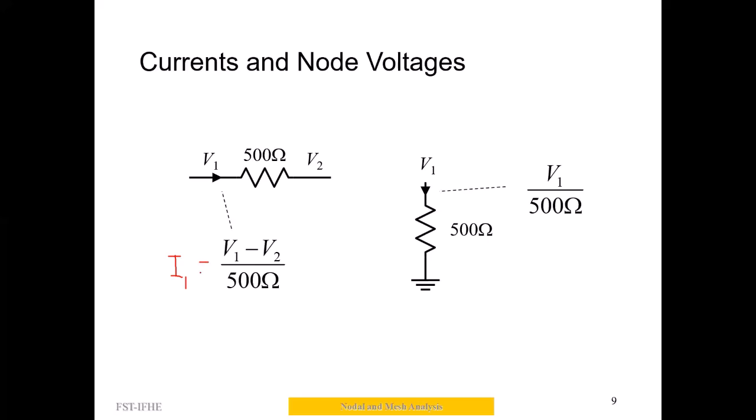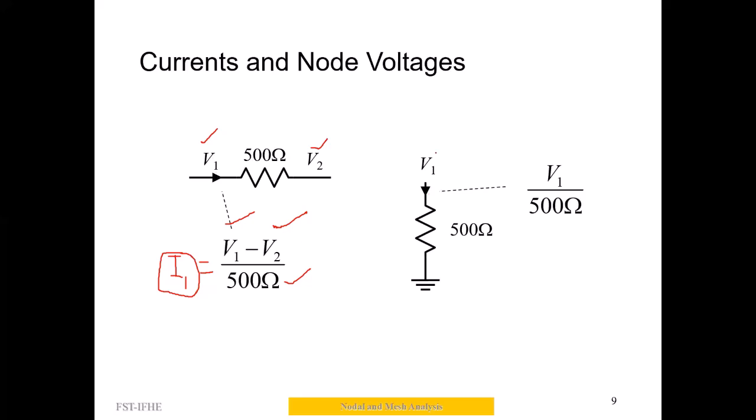Now, the second step is to first write a KCL equation, then express this current in terms of node voltages. Remember, current always flows from higher potential to lower potential, but we don't know which is the higher potential. So let us assume V1 is at higher potential and V2 is at lower potential. Current is flowing from V1 to V2. So the current in a particular branch can be expressed as the potential difference between the 2 points divided by its resistance. So this current flowing through 500 ohms can be represented as V1 minus V2 by 500.